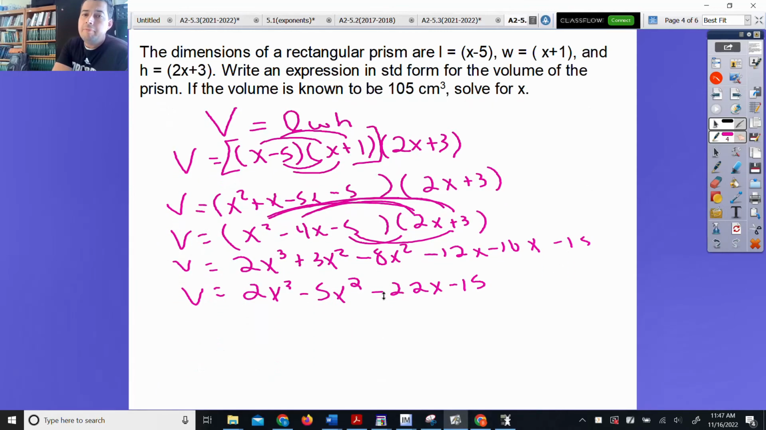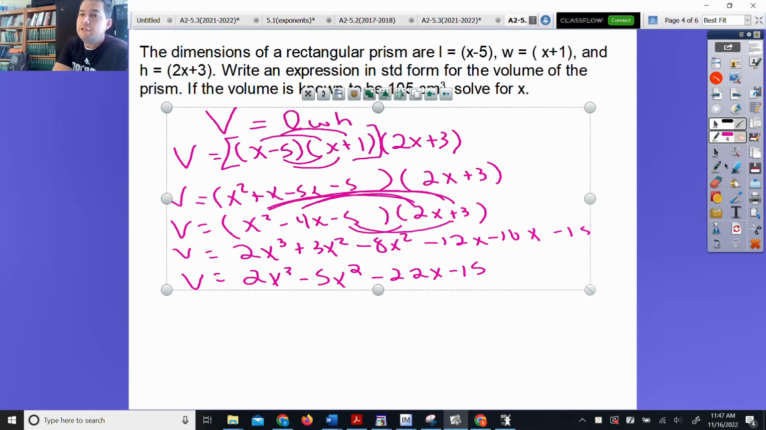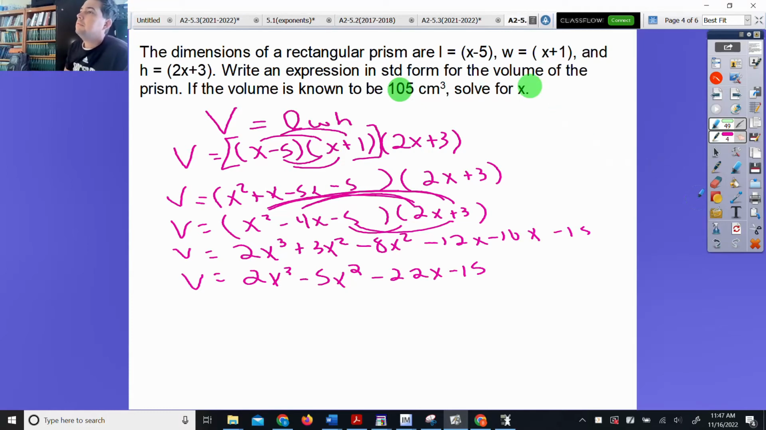If you can read, it says if the volume is known, solve for x. Why would I move to 15? No. What's the volume known to be? Well, 105. Volume is known to be 105.